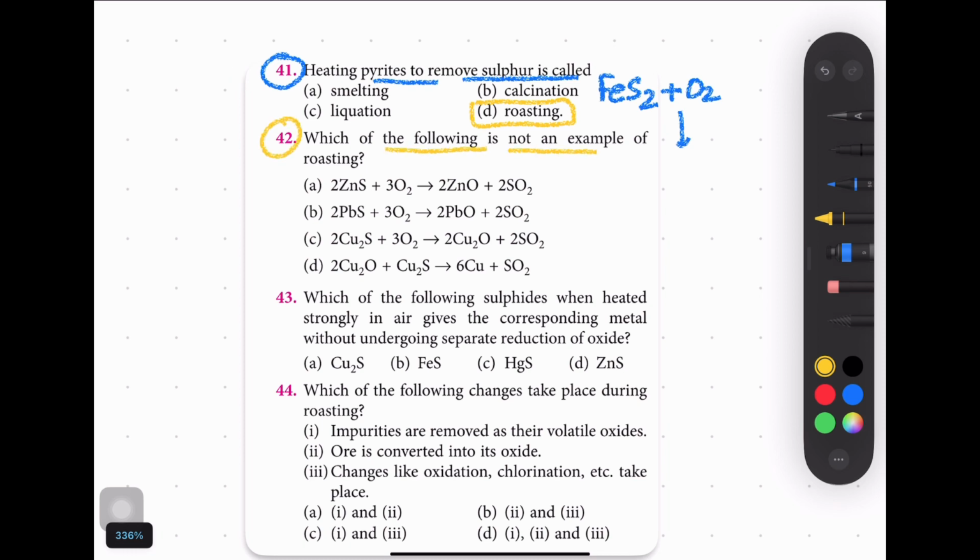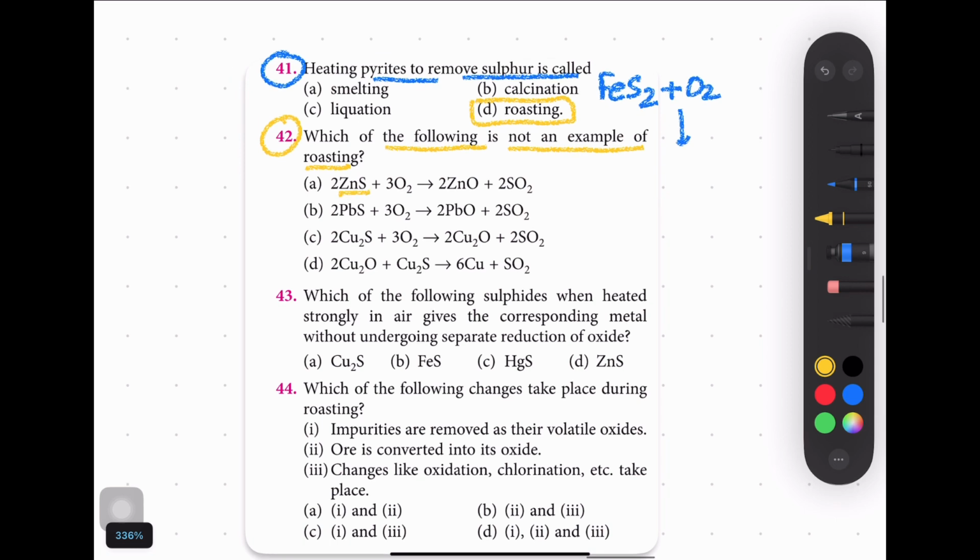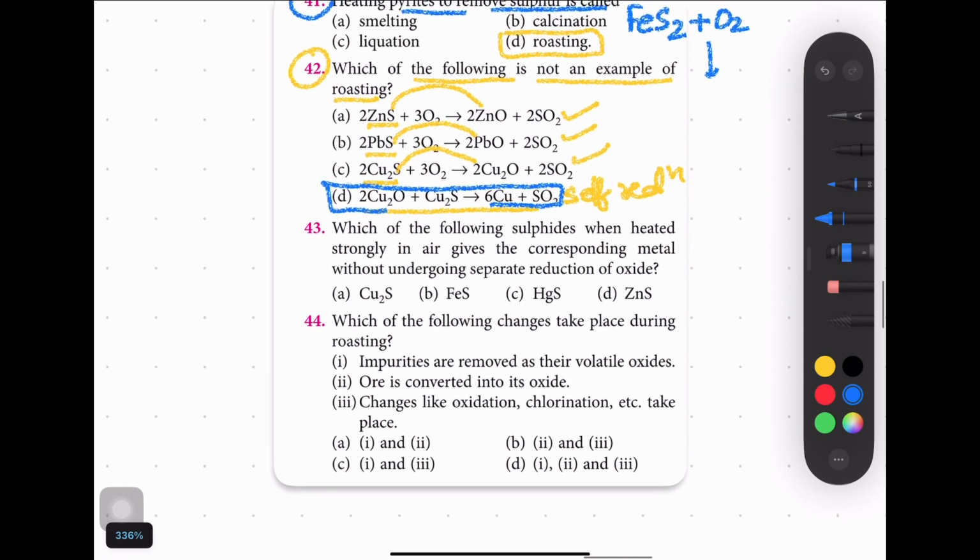Next, which of the following is not an example of roasting? In roasting we use oxygen and sulfide ore converts to oxide ore. So these all are conversions of sulfide ore to oxide ore, so these all are roasting. But the last one is extraction of copper. Basically it is known as self-reduction. It is not roasting. So the correct answer should be D. Okay, next.